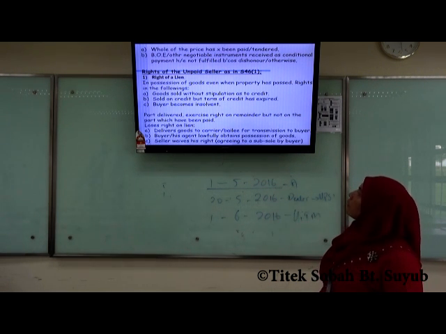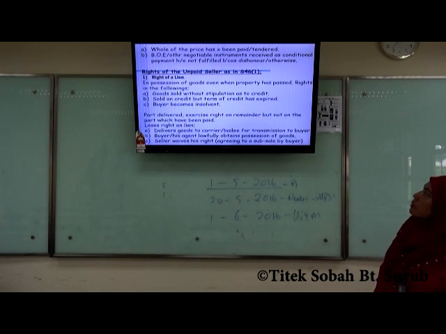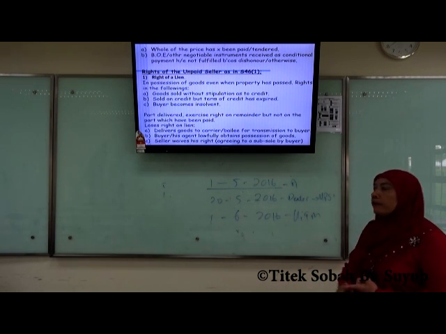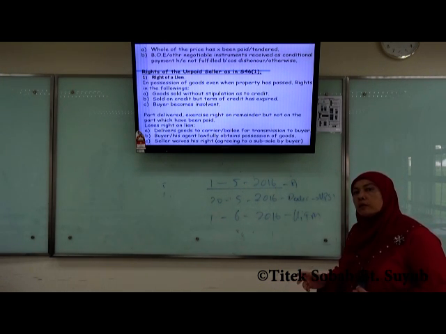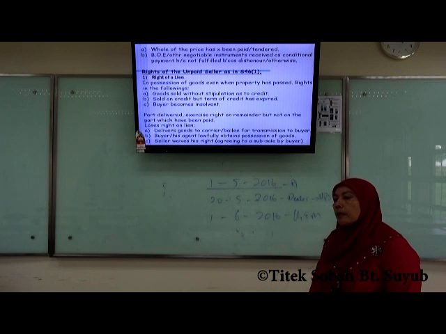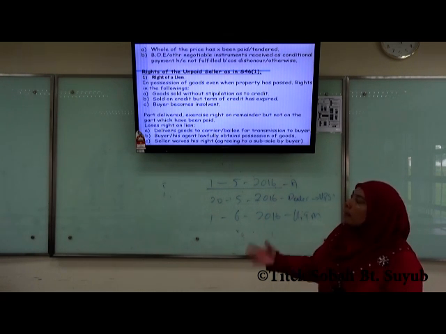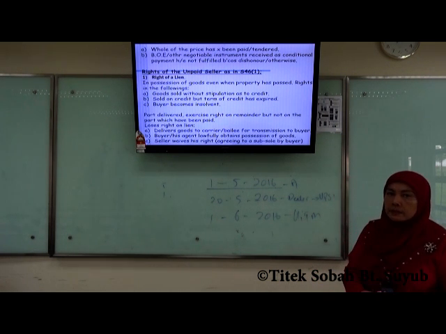So this right, whether the property has passed or not, it doesn't matter. As long as it's not paid, he has this right. So he has this right if there is no stipulation as to credit, meaning nowhere in the agreement is it said that the goods are being sold on a credit basis, or if sold on credit, however the term of credit has expired, then he also can exercise this right. And thirdly, when the buyer becomes insolvent, meaning the buyer cannot afford to pay for the goods because he cannot afford to settle his debts, then of course the seller can exercise this right.